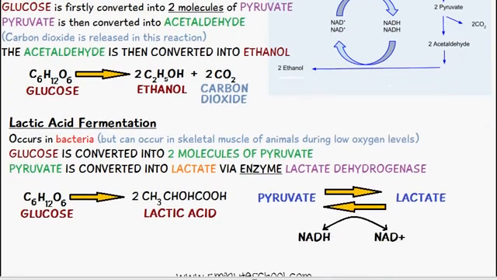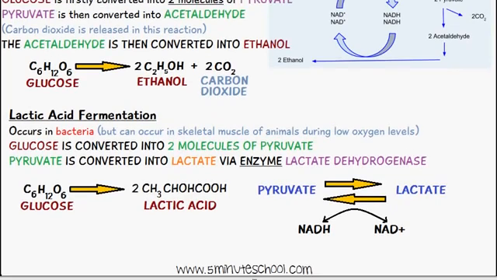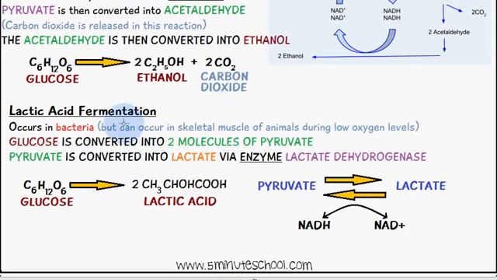We're going to talk about lactic acid fermentation just to quickly finish off the video. So lactic acid fermentation occurs in bacteria, and it can also occur in skeletal muscles of animals during low oxygen levels. And in fact, I've made a video on anaerobic glycolysis which is very similar to this, so I'm going to include a link to that in the description.